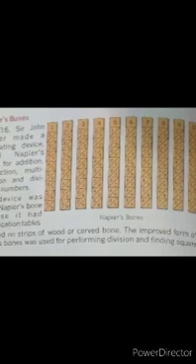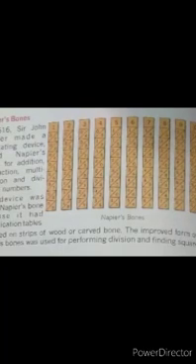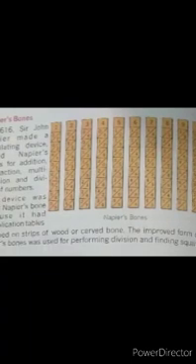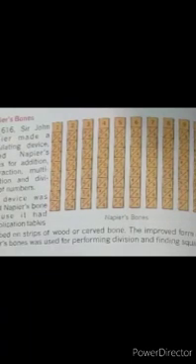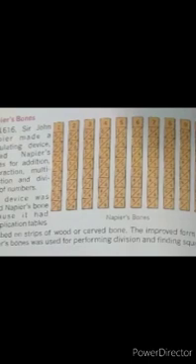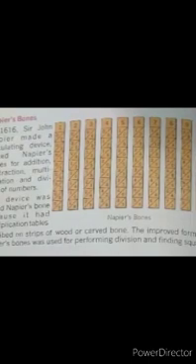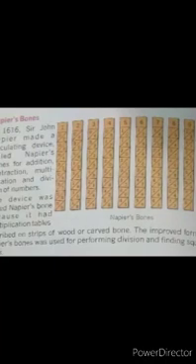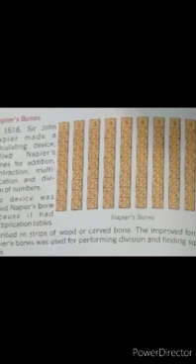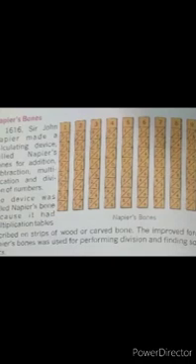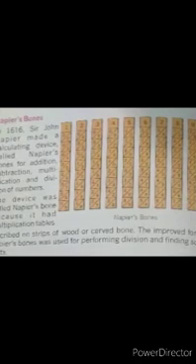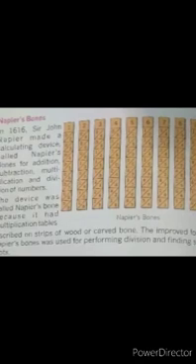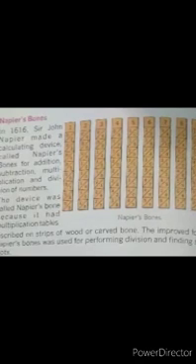Napier's bone. In 1616, Sir John Napier made a calculating device called Napier's bones for addition, subtraction, multiplication, and division of numbers. The device was called Napier's bone because it had multiplication tables inscribed on strips of wood or curved bone. The improved form of Napier's bone was used for performing division and finding square roots.